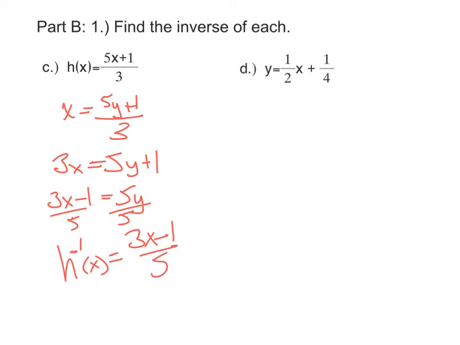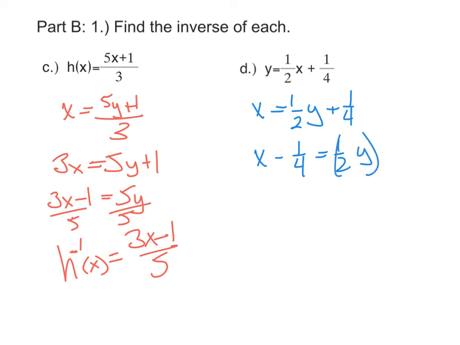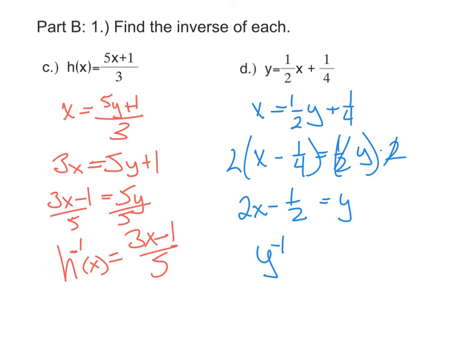And when it's y, switch the x and the y. And solve for y. So I'll subtract the 1/4 first. And the way to get rid of a fraction is to multiply by the reciprocal. So on this side, I'm also going to multiply by 2. And that'll leave me 2x minus 1/2. 2/4 is 1/2. It's equal to y. So the inverse, y inverse, is 2x minus 1/2.